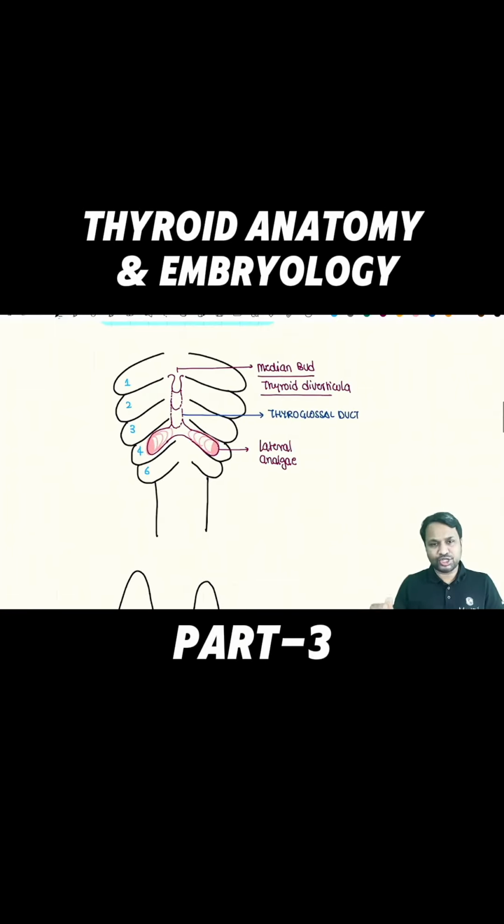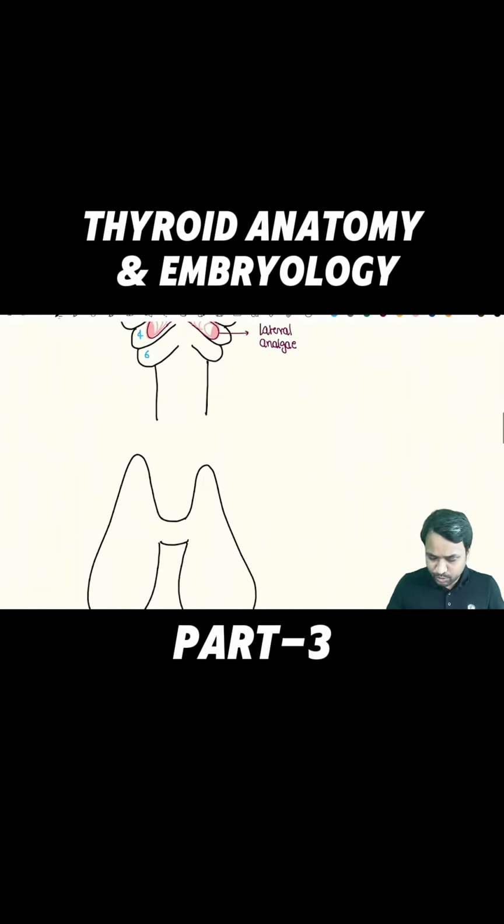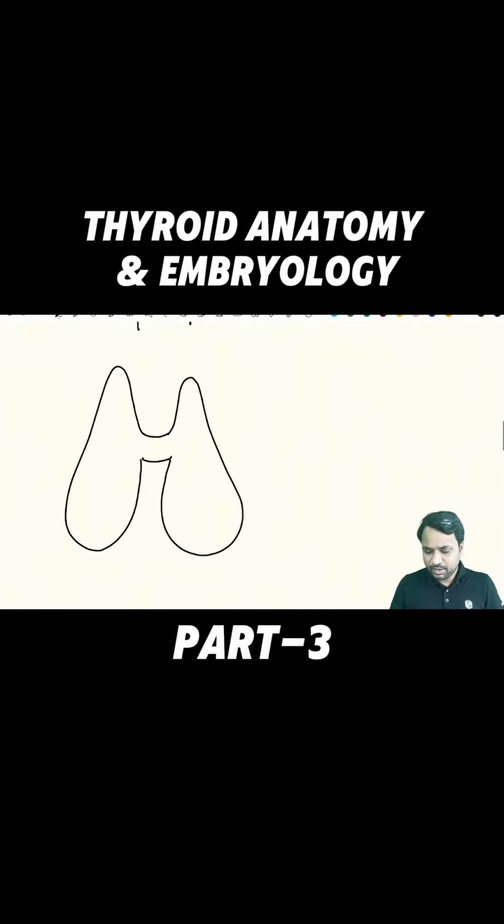Okay? So as I was saying, initially the development starts from the median bud. From there the thyroglossal duct arises. It goes and fuses with the lateral analge, and once the fusion occurs, it gives rise to this beautiful gland that we have, which is called the thyroid gland.